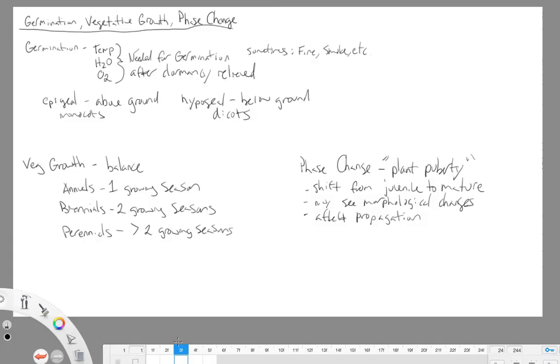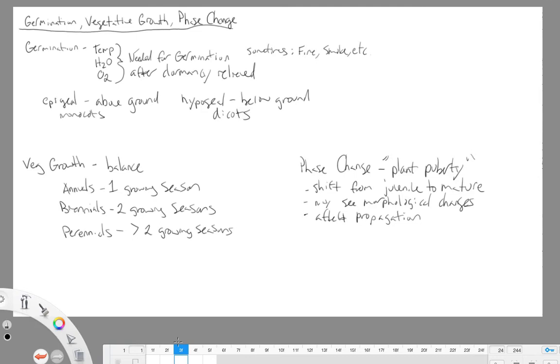Okay, so last lecture we looked at germination, vegetative growth, and phase change. And we started with germination, and this is something we've talked about throughout the course. And we said that for germination to occur, we first need to relieve that dormancy condition that we've talked about. And then there are three important factors: temperature, the right temperature, water, and oxygen. And if you have those three, and if your dormancy is relieved, your plants will germinate.